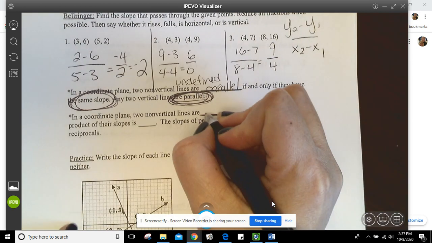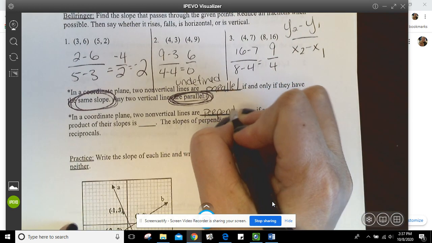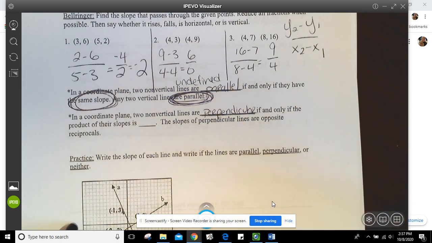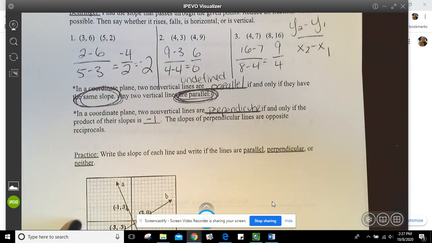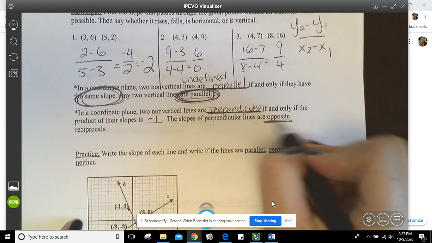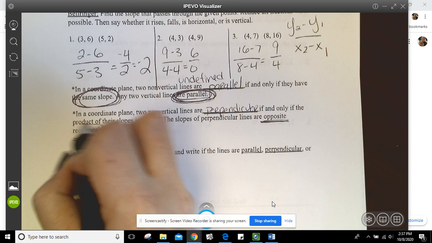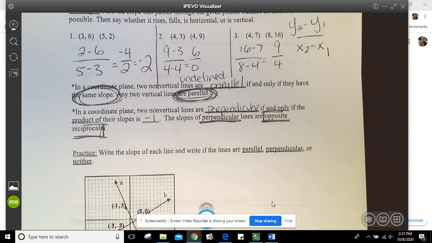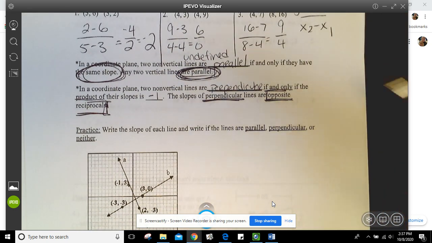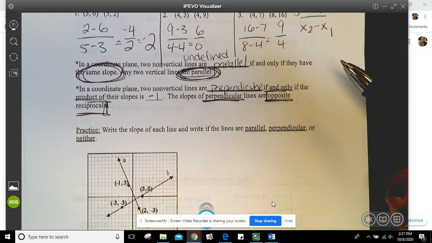And if 2 lines are perpendicular, their product is -1, which means they're opposite reciprocals. So opposite reciprocals are perpendicular. If you don't know what an opposite reciprocal is, I'll give you some examples. Opposite has to do with the sign. So if one's positive, the other one has to be negative. A reciprocal is basically flipping it.